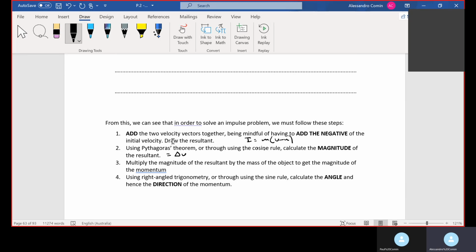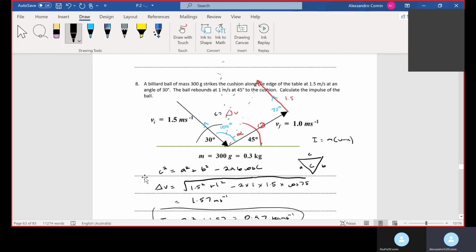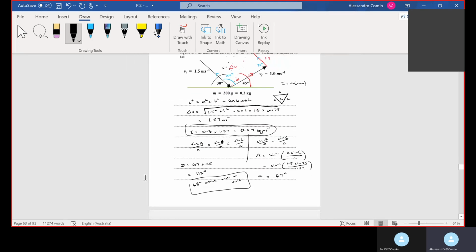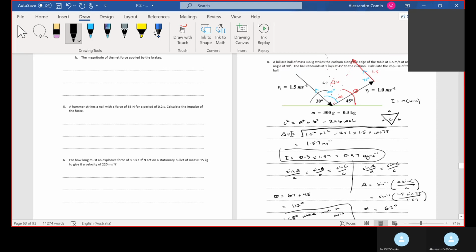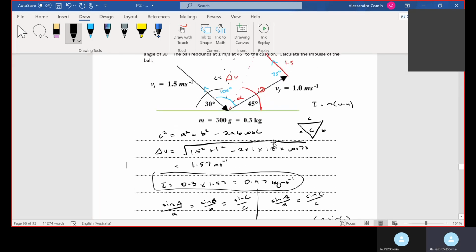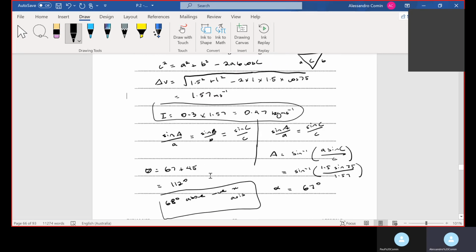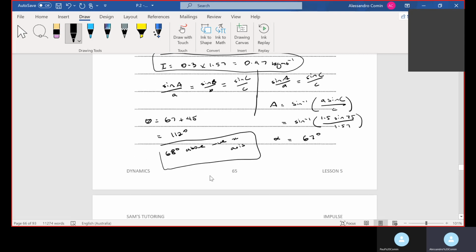It's not the impulse. You have to multiply this resultant by the mass to get the magnitude of the impulse. And then using right-angled trig, if you're lucky, or through using the sine rule, you have to calculate the angle and hence the direction of the impulse. And we can see that here. It gets pretty messy. So I recommend that you also revise angles on parallel lines, as that is very important. But we can just see it's very, very messy. And as such, this might be worth 6 or 7 marks, which is honestly 10% of your exam, should this occur in your exam.